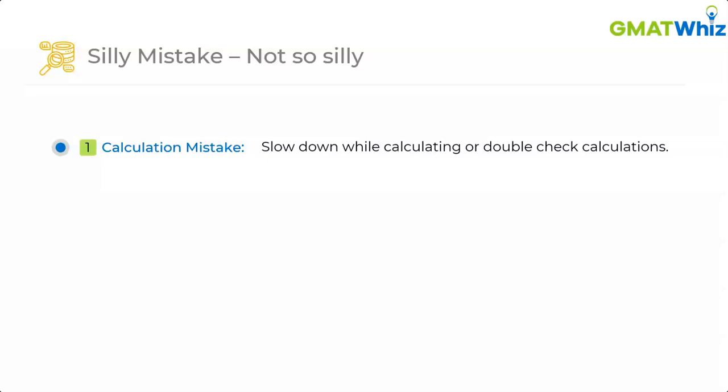And if you see that you're making this mistake a number of times, then it will be easy for you to fix it. But if you categorize this as a silly mistake, you'd never know where you need to improve.